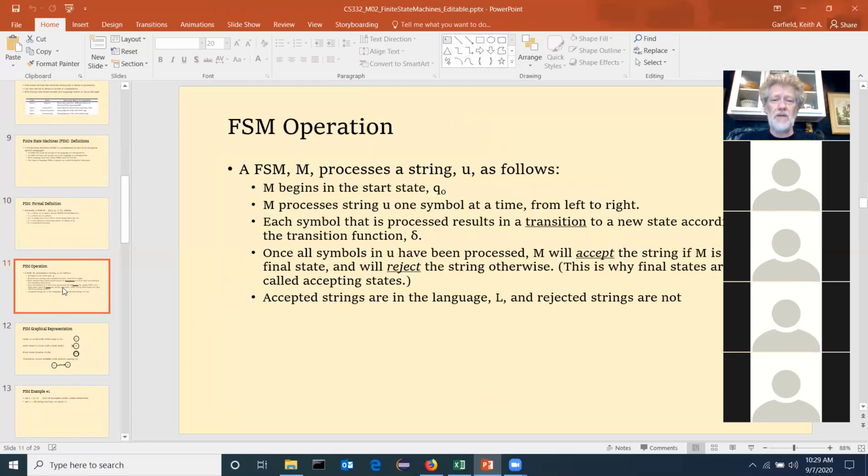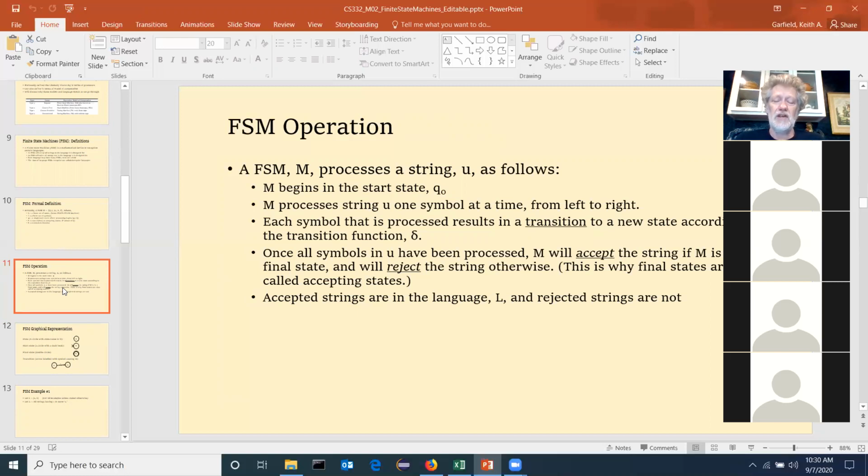All right, what is the operation? How do you use these things? Well, we start in the start state. What a surprise. So if you're going to process some string, you start in the start state. You haven't done anything yet. You haven't processed anything yet. Then you process the string U one symbol at a time from left to right. So you take the first symbol in U and you process it.